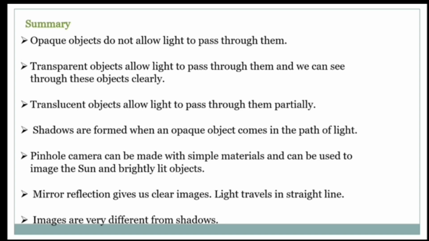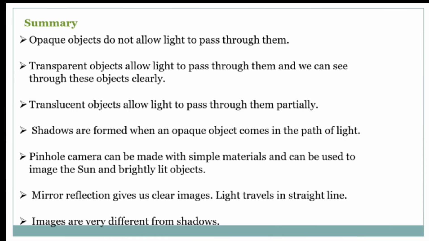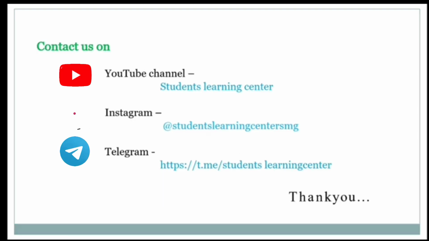Transparent objects allow light to pass through them and we can see through these objects clearly. Translucent objects allow light to pass through them partially. Shadows are formed when an opaque object comes in the path of the light. A pinhole camera can be made with simple materials and can be used to image the sun and brightly lit objects. Mirror reflection gives us clear images. Light travels in a straight line, that is the rectilinear propagation of light. Images are very different from shadows.